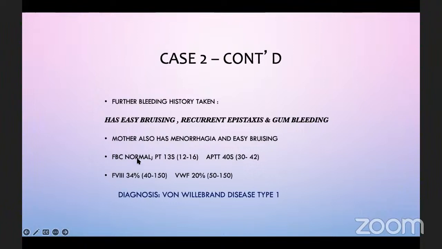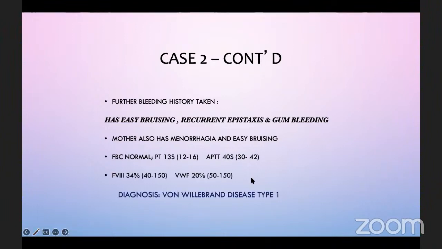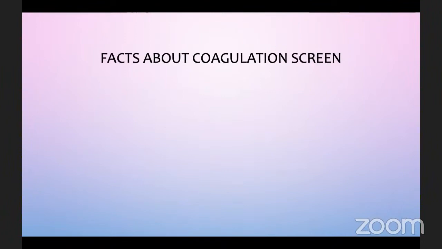This was the FBC. The FBC was normal. PT was 13 seconds, which is normal, and APTT was 40 seconds, which is also normal, right? And then, of course, because there is significant bleeding history, we proceeded to do a von Willebrand assay, and as suspected, he had low factor VIII level and low von Willebrand level, at 20%. So the diagnosis of type 1 von Willebrand disease was made for this gentleman. So a limited investigation of a patient with significant bleeding history, he has presented with quite a significant bleeding history. He said he's got recurrent gum bleeding, recurrent bruising, and so on and so forth.